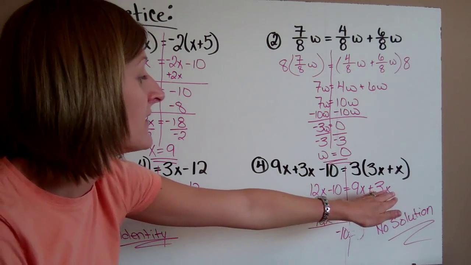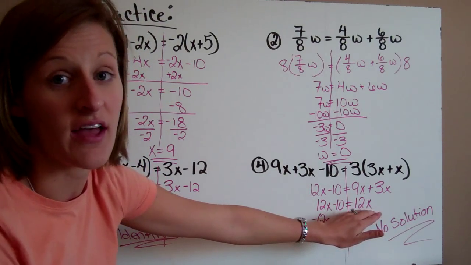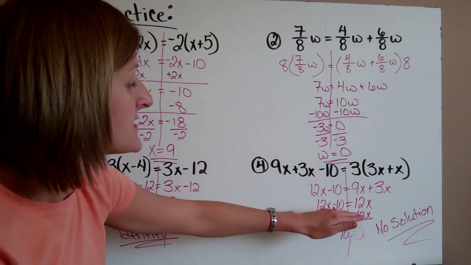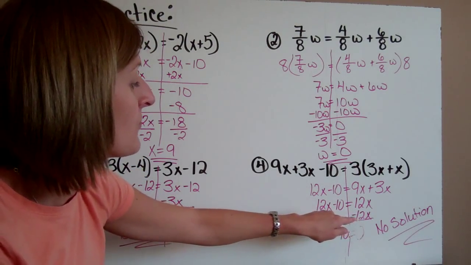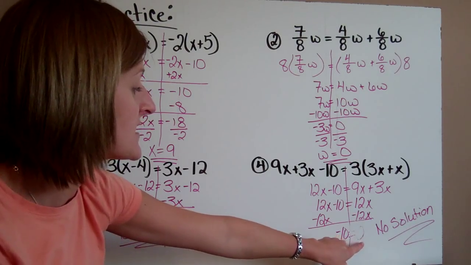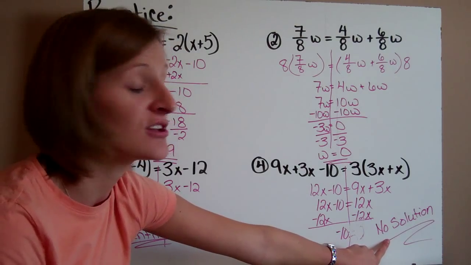Now I need to combine like terms on this side. 9x and 3x, add them together is 12x. So I have 12x minus 10 equals 12x. Okay? Subtract 12x from both sides, and I get negative 10 equals, that's supposed to be 0. And we know negative 10 doesn't equal 0, so it's no solution.